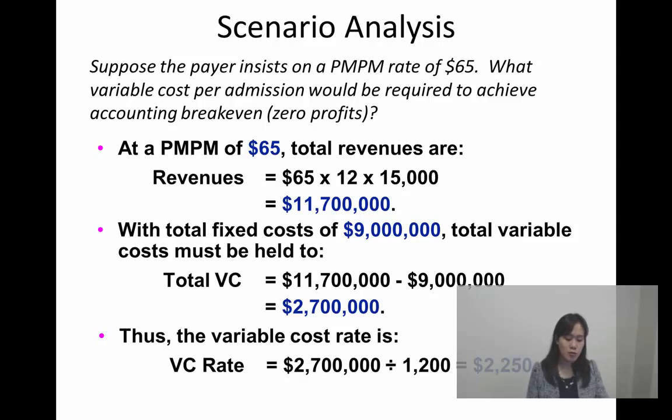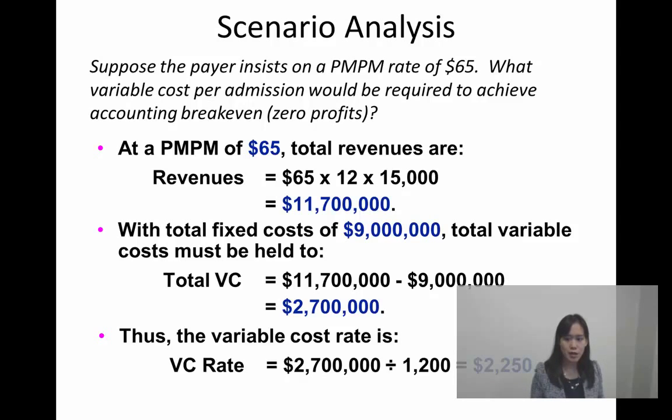The total variable costs, if we were trying to figure out how much we need to make, must be set so that the variable cost plus the fixed cost equals revenues, right? We're trying to break even. So essentially, if revenues are $11.7 million, fixed costs are $9 million, that leaves us with total variable costs being equal to $2.7 million.